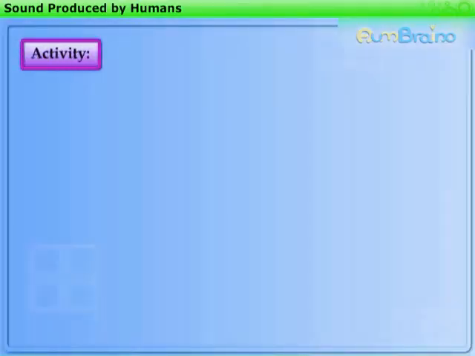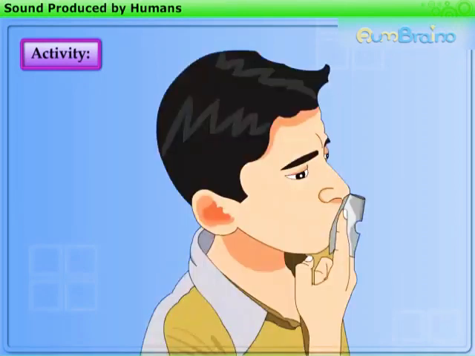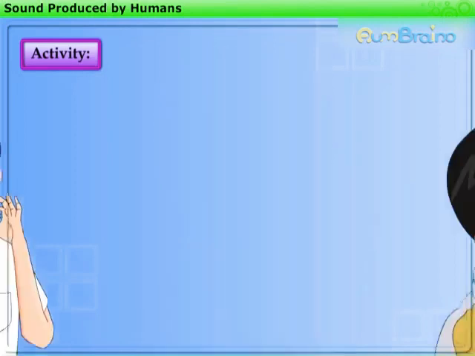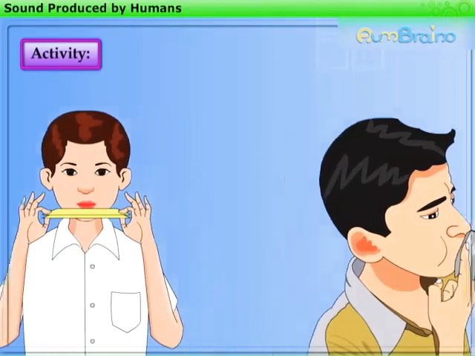Repeat the activity by taking the piece of paper with a narrow slit. Now hold it between your fingers and blow air through the slit and listen to the sound. Thus, we understand the function of vocal cords and how sound is produced by humans.